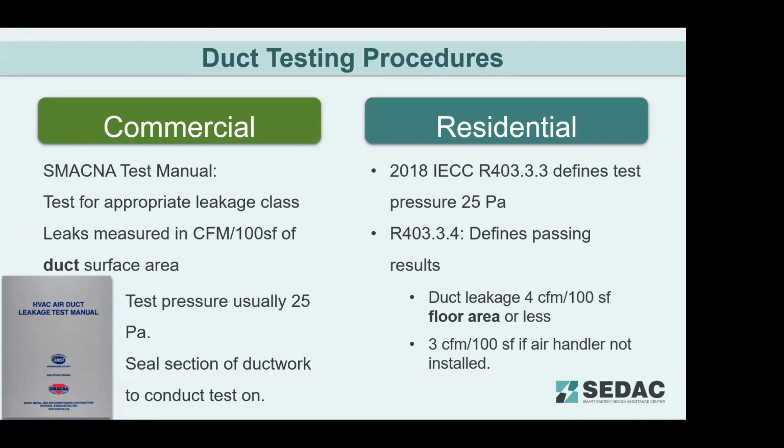And then the passing results are defined by the duct leakage of floor area, not volume of space or system installed. So 4 CFM per 100 square foot, or 3 CFM per 100 square foot if your air handler is not installed. So for example, if you're in a rough-in situation before drywall, and there's no air handler, then you would use the 3 CFM per 100 square foot. But once the air handler is installed, there's essentially allowing a little bit more leakage at 4 CFM per 100 square foot.